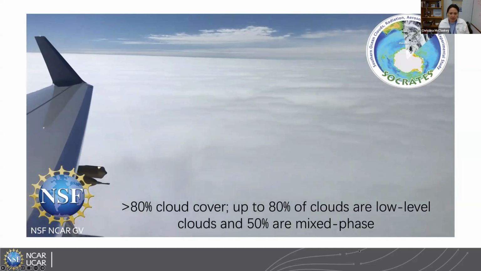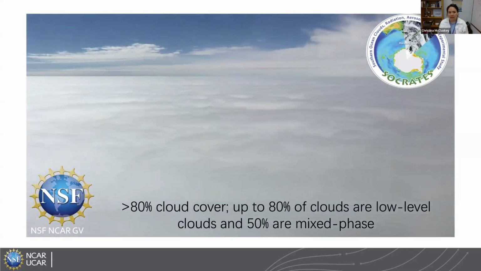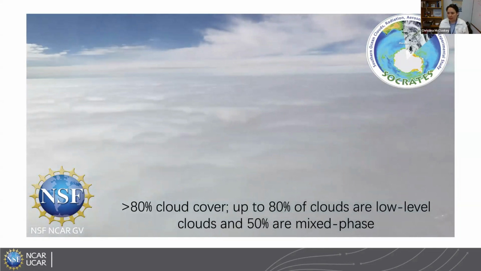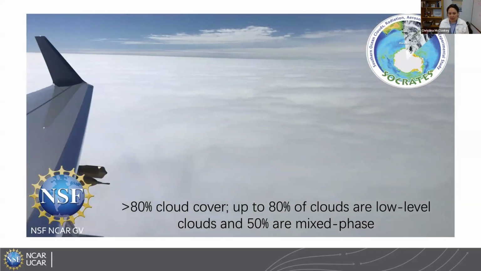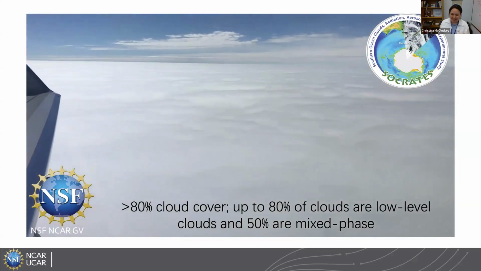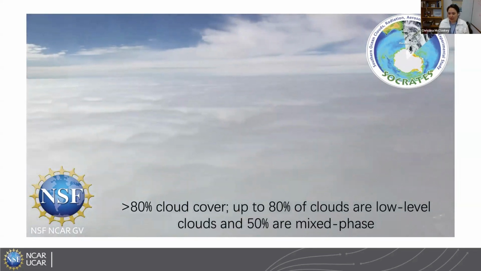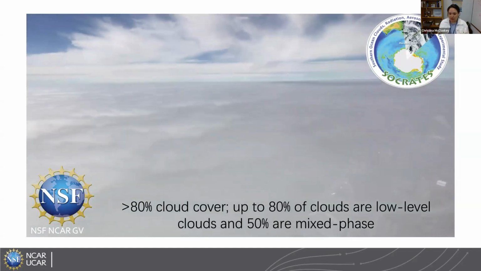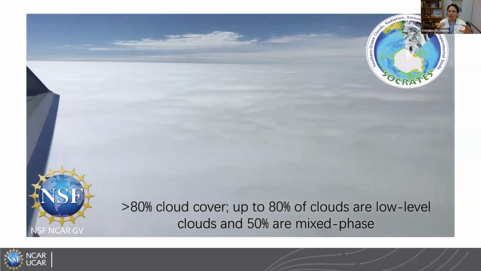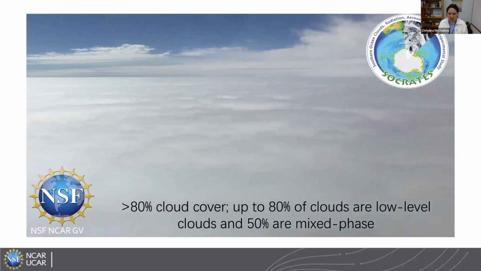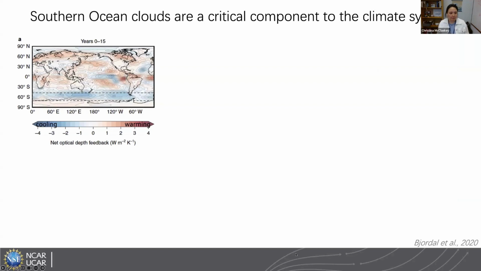And so again, the Southern Ocean is a place that provides us with a simplified process system. This is a nice video from our SOCRATES campaign from 2018. And a couple of statistics: we have about 80% cloud cover annually. Most of these clouds are low level, so they're close to the ocean surface. And most of them are also mixed phase, so they're in that sort of complex range between 0 and negative 40 degrees Celsius. So this is a nice place to study mixed phase clouds.